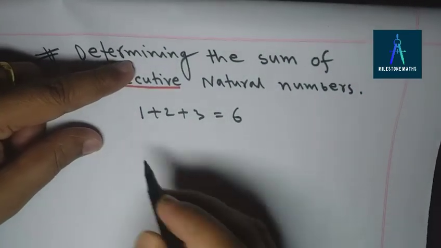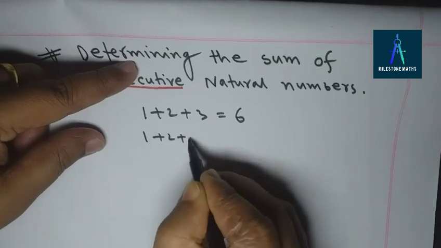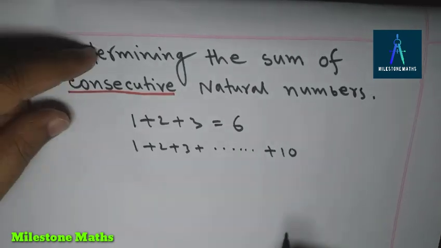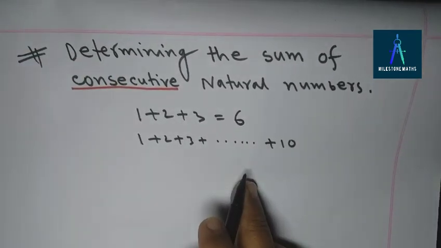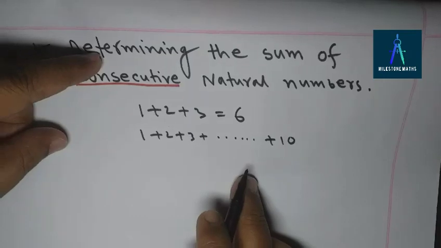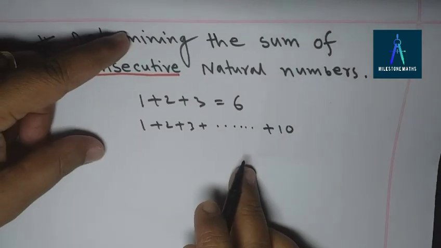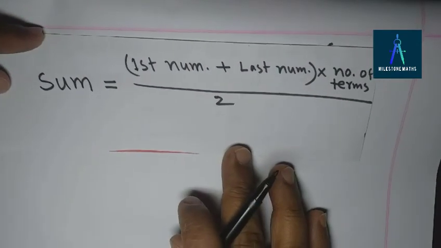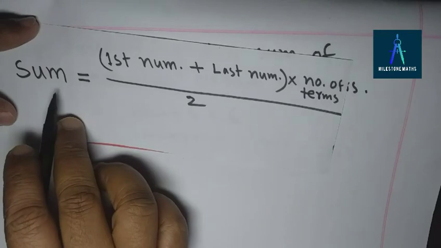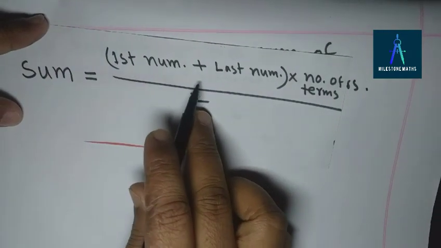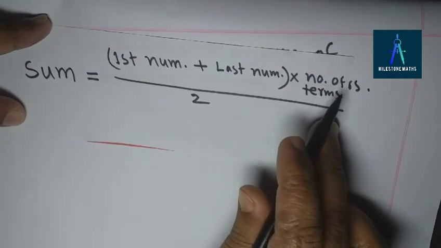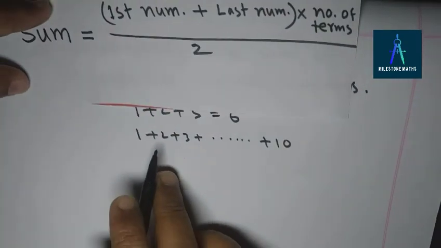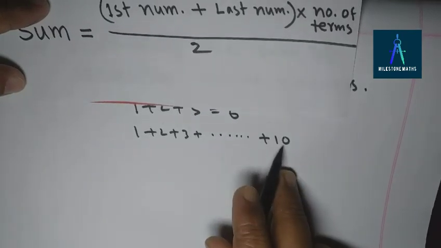But if the series is bigger, like 1 plus 2 plus 3 plus dot dot dot plus 10, then if you do the calculation in this normal way, you need more time. So there is a very excellent formula. If we use this formula, then we can easily solve it within a very short time. So sum equals first number plus last number, multiply number of terms, divided by 2. If we use this formula, then we can do this sum within a short time.